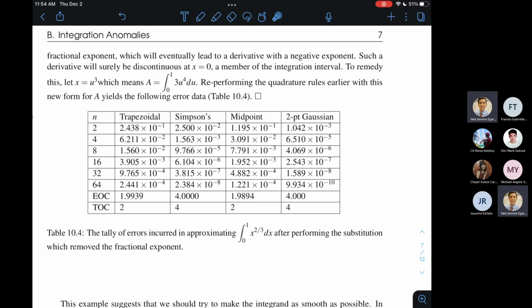So for the next examples, I will just discuss several cases. Tapos ano yung appropriate substitutions para sa kanila. Hindi ko na ipapakita yung table para sa kanila, but believe me, those substitutions actually will improve the experimental order of convergence and make it closer and closer to the theoretical order of convergence. Okay?